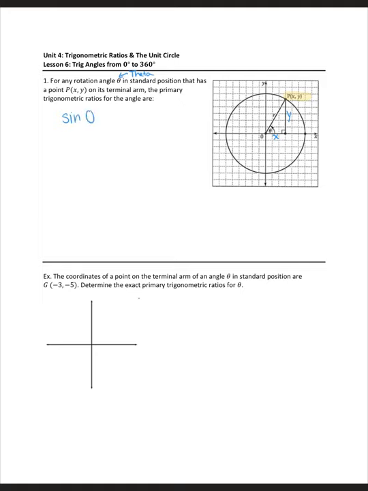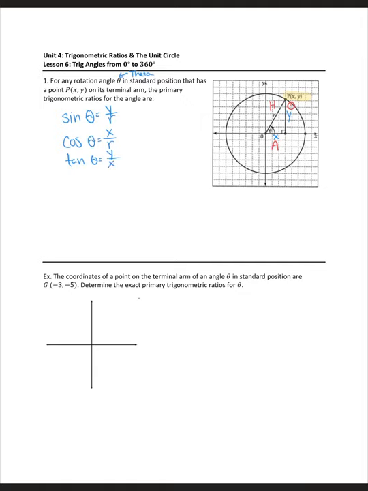So if we were to say the sine of theta, well, we know the sine of theta is opposite over hypotenuse. So the sine of theta is going to be y over r. Now our cosine is adjacent over hypotenuse, so let's go ahead and label that other side. So this would be our adjacent side of our theta. So the cosine of theta would be x over r. And finally, the tangent of theta is opposite over adjacent, which is y over x.